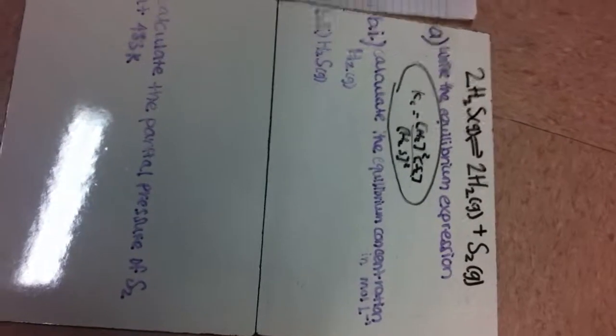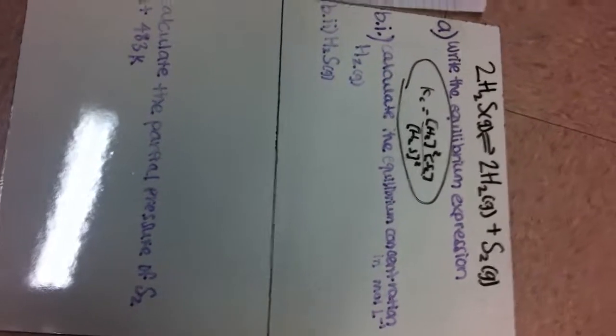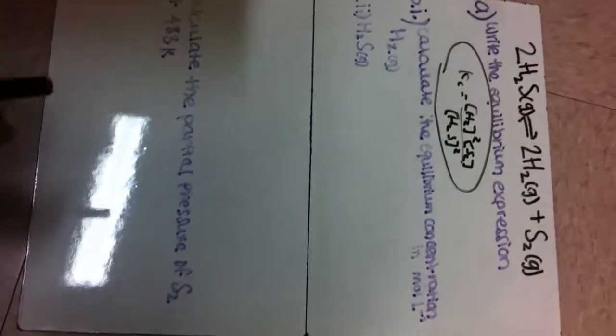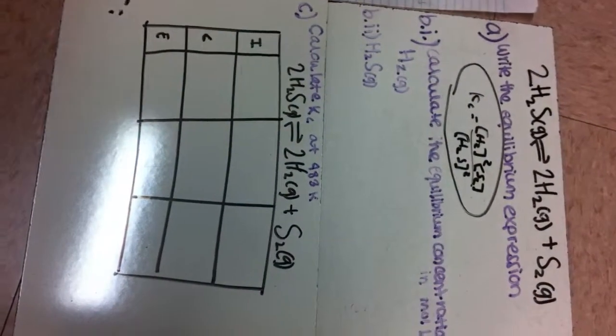So for part B, we are solving for the equilibrium concentration of the following gases. To do that, we set up our ICE table.